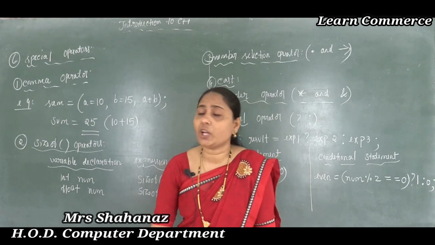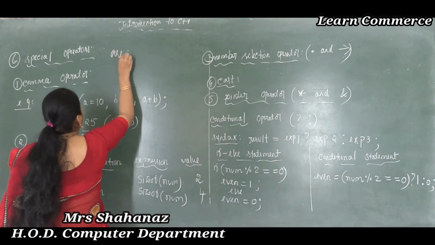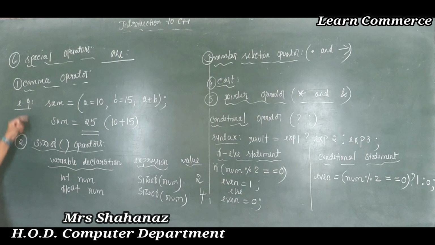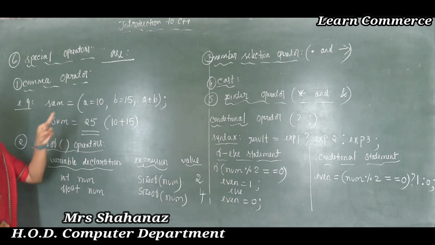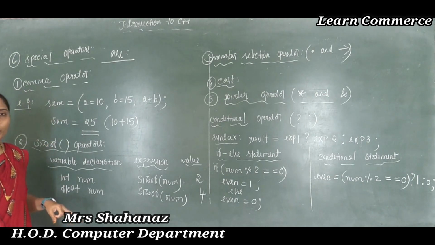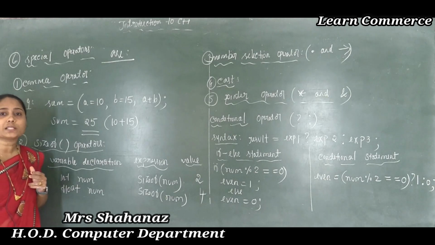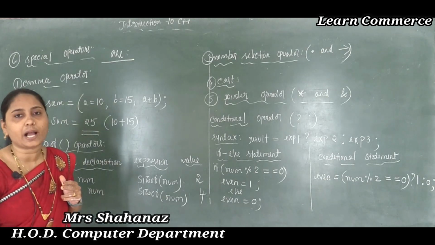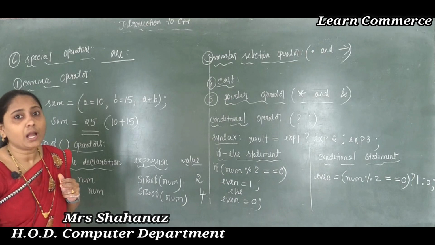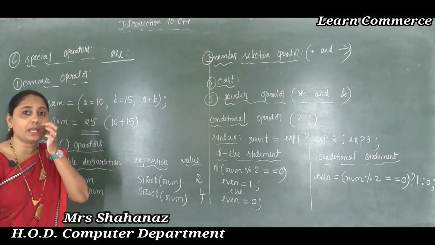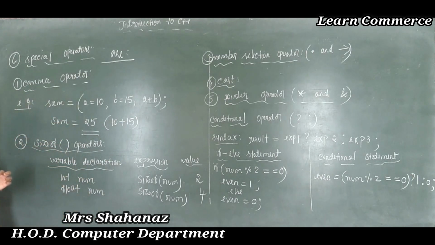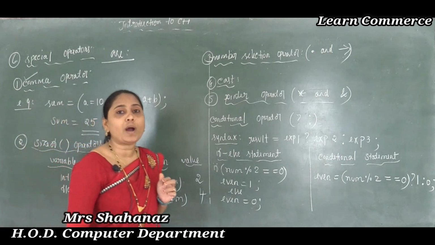So some of the types in our special operators are: the first operator is the comma operator, the second is the sizeof operator, the third is the member selection operator, the fourth is the cast or casting operator, and the last is the pointer operator. Okay, we now know how many types there are in our special operators. Now the first type I want to select is the comma operator.